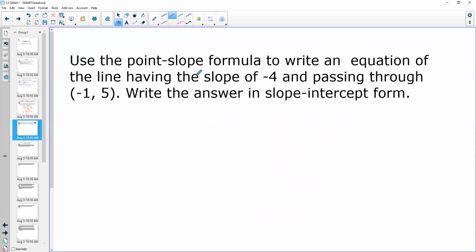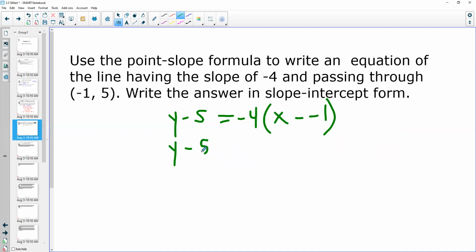So you try this one, same process, see where you get. Okay, pause and actually try it. So I know the slope is -4. The x is standard. The y is standard. So the x value is -1, so minus -1. And y, it's 5, so it's just y minus 5. So I'm going to simplify one step. y minus 5 equals -4 times x plus 1.